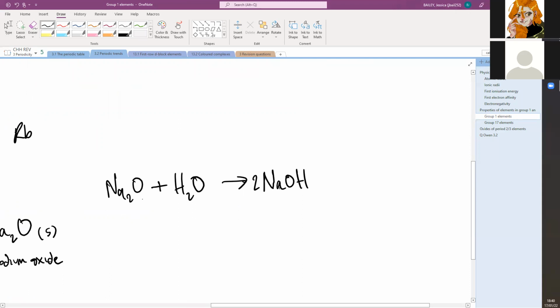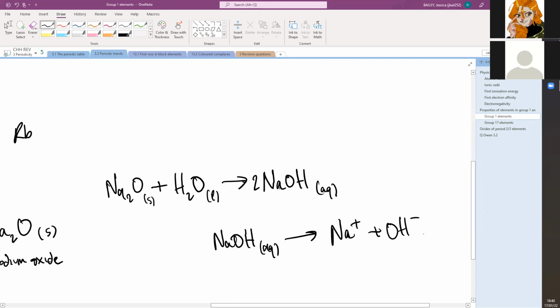And remember, if say I had this, and that's obviously a liquid, this is aqueous. If I put sodium hydroxide into water, then it splits up into these constituent ions.